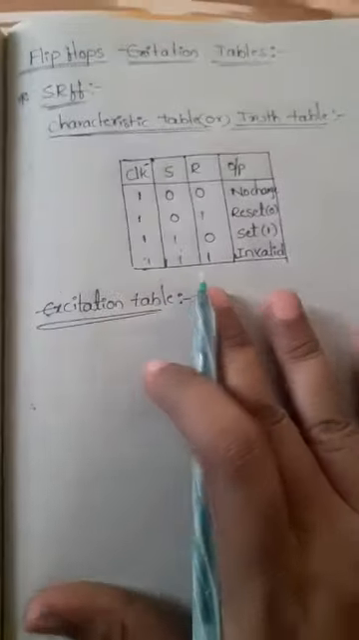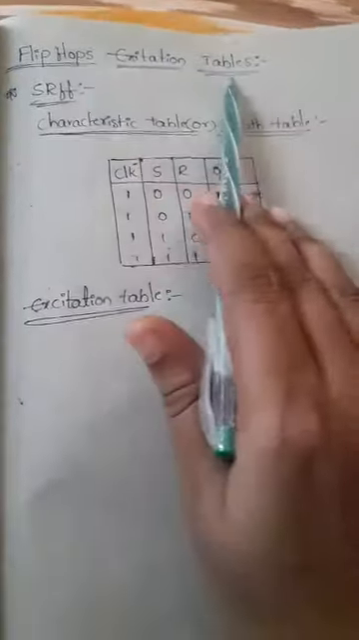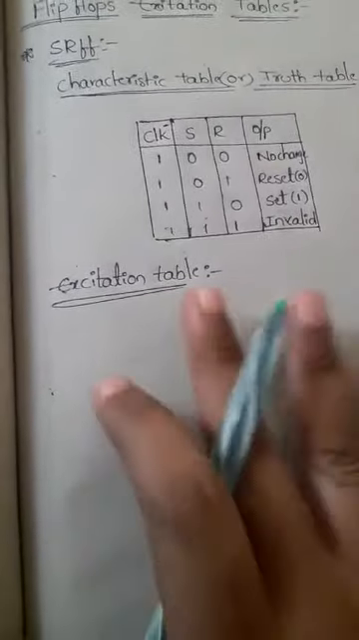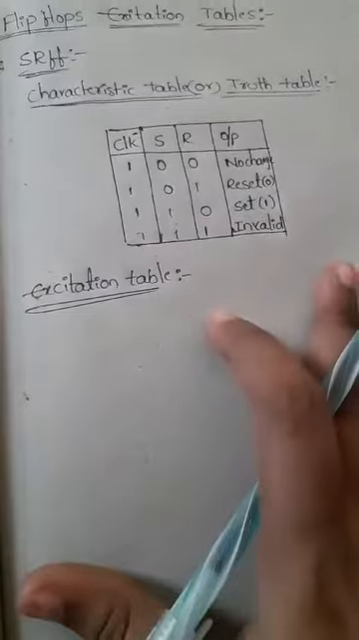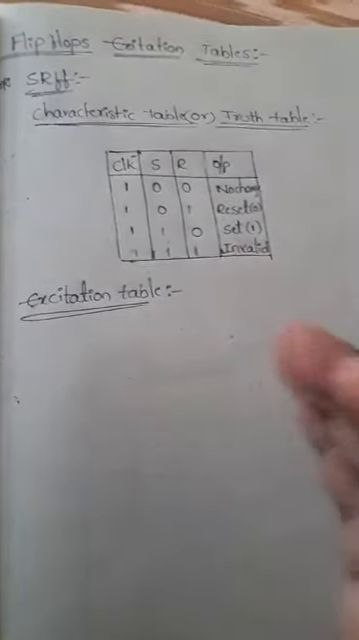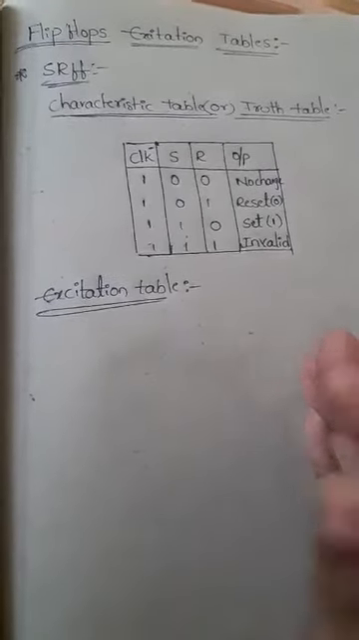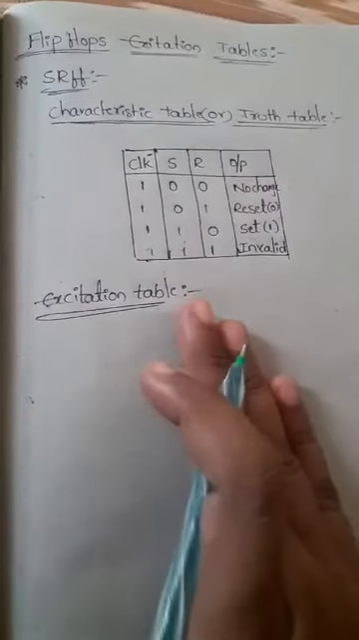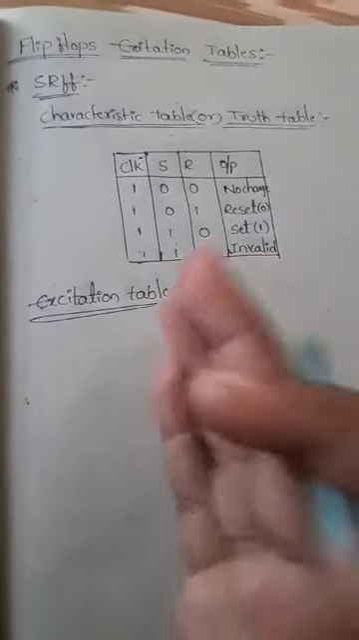Okay, so now we'll see the next concept of flip-flops, that is the excitation tables of all flip-flops. We have 4 types of flip-flops in the classification: SR, JK, D and T. For all flip-flops we have to find the excitation tables. An excitation table uses the present state output and the future state output. With the help of the present state and future state outputs, we find the flip-flop input values. That is called the excitation table.